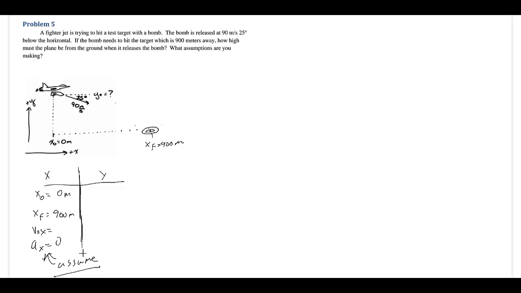In the y direction, we know that we don't know our initial y. That is a question mark. We do know our velocity initial in the y direction. We can find that from this part again. And we know that the acceleration in the y direction is equal to g, which in this case is a negative 9.8 meters per second squared.